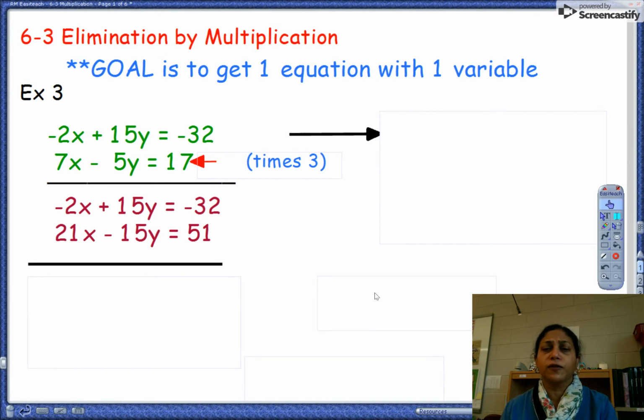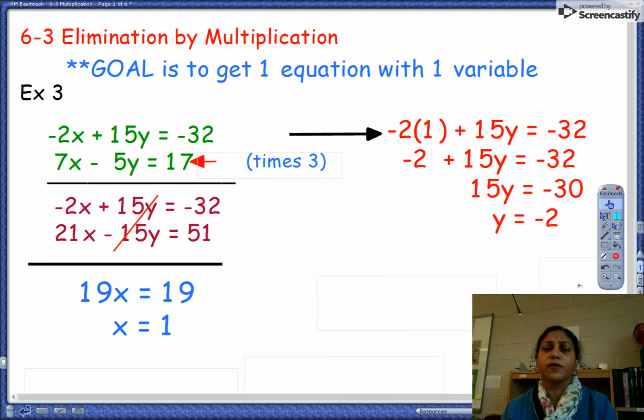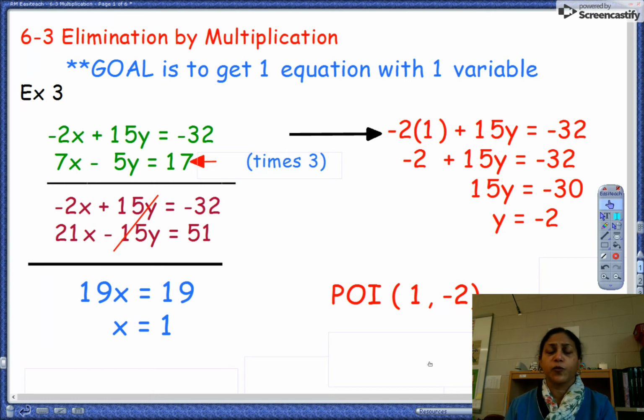You're going to put your line through and cancel out the y's, and you're going to do the math as you see it. So minus 2x plus 21x becomes 19x, and minus 32 plus 51 becomes 19. Therefore, x is equal to 1. You can go back and substitute into either one of these equations. I chose the first one, and it turns out that the y value is negative 2. So my system's point of intersection is positive 1, negative 2.